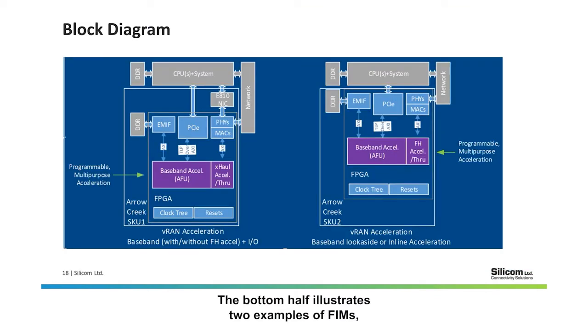The bottom half illustrates two examples of FIMs, which is the FPGA interface manager, both targeting vRAN workloads with slightly different interface requirements. The design on the left supports the interface to the E810 NIC, whereas the one on the right does not. These designs represent typical FIM configurations for the N6010 on the left and N6011 on the right, or the opposite, depending on the board variants shown earlier.